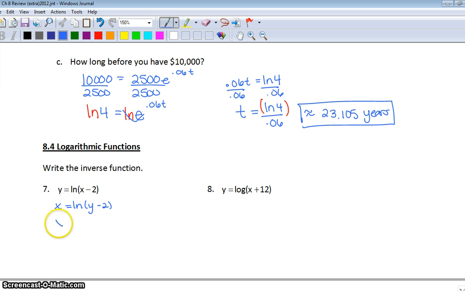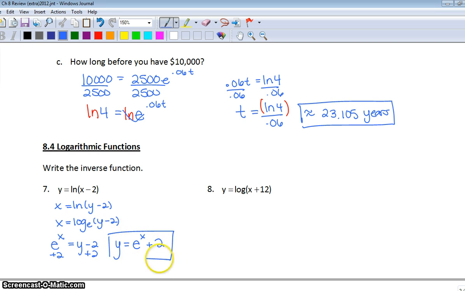And the way we do this is the natural log is really the log with the base of e. So to rewrite this to exponential form, it's e raised to the x power is equal to y minus 2. And then the one step to getting y by itself is moving 2 over. And we get that our inverse function is y equals e to the x plus 2. Remember, if you're writing the inverse and you're starting with logs, then your inverse should be exponential. If you're writing the inverse and you're starting with exponential, it should be logs.